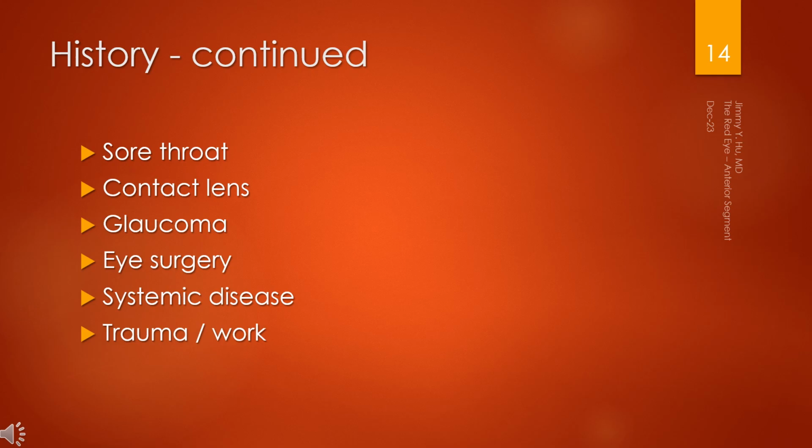Do they have any systemic diseases, autoimmune conditions being the big one, but also things like diabetes, Behçet's disease, lupus? Have they had any history of trauma? Or what do they do for a living? We often have a lot of construction workers who come in with red eyes, or researchers who have all sorts of occupational exposure.